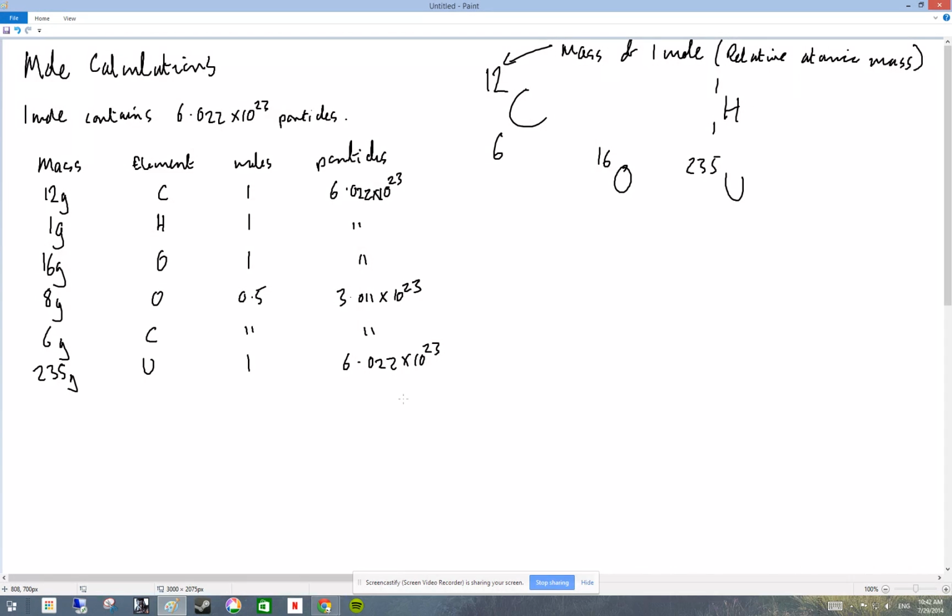Okay. From this you can deduce a relationship. And this is a really important relationship. The number of moles of literally anything is equal to the mass in grams that you've actually got, so this mass here, divided by what we call the molar mass.